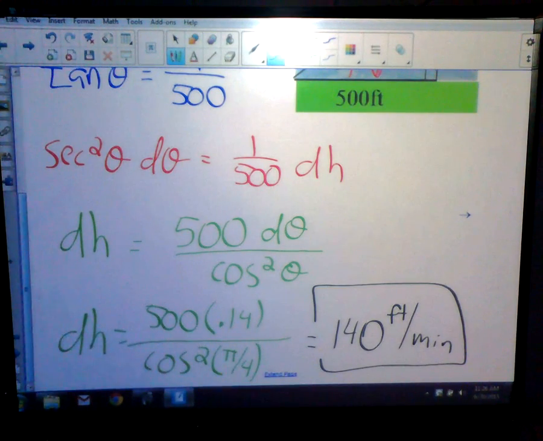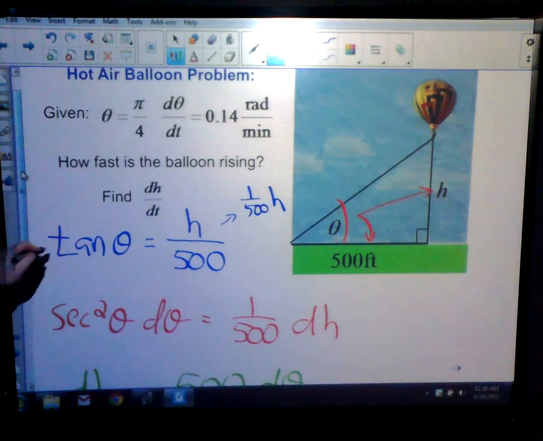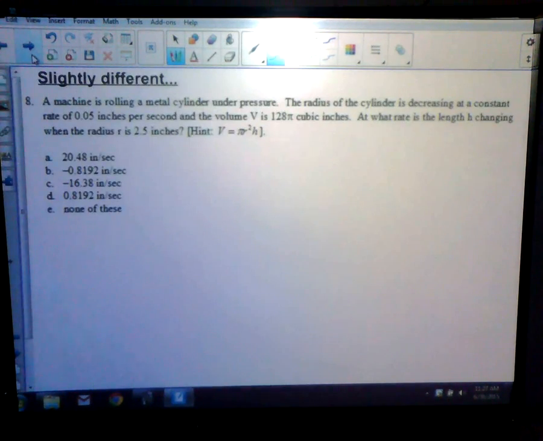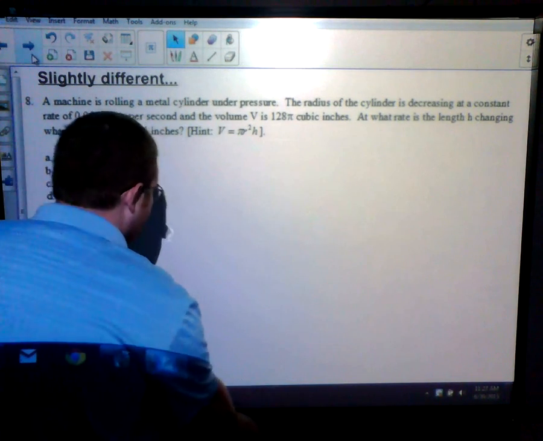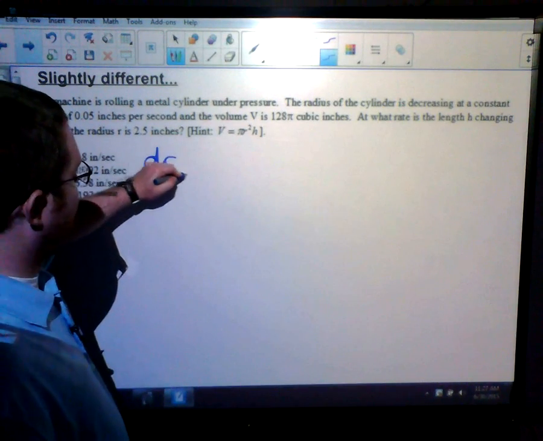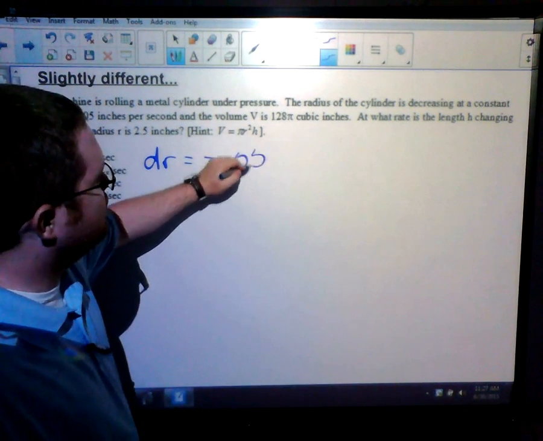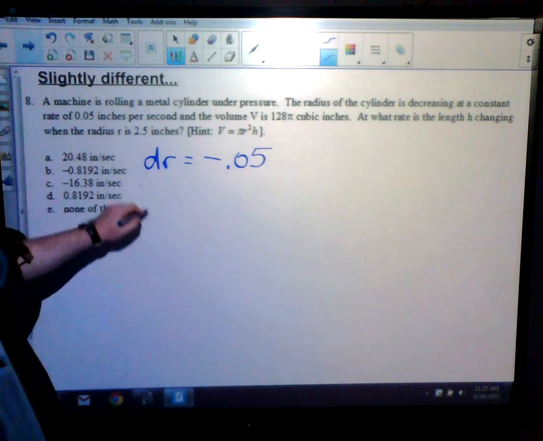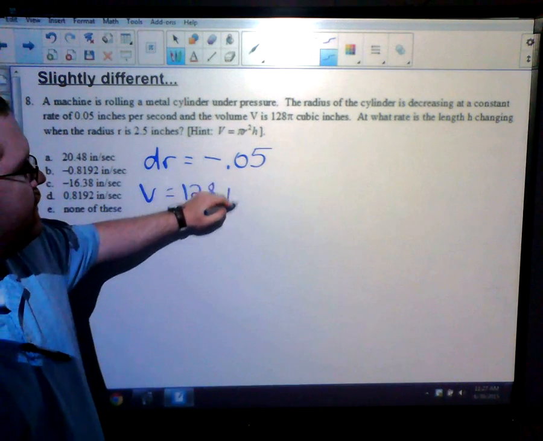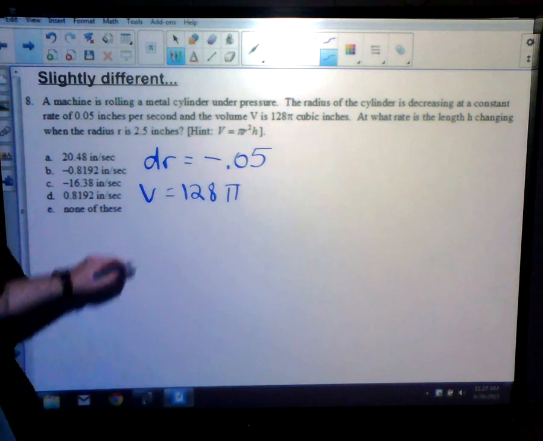Okay? Related rates are tricky problems because you've got to know what sort of formula relates the two things together. Okay? One more example, guys, and it's a tough one. A machine is rolling a metal cylinder under pressure. The radius of the cylinder is decreasing at a constant rate of 0.05. So let's stop right there. I know that dr is negative 0.05 because it's decreasing. I know that the volume is 128 pi. At what rate is the length changing?